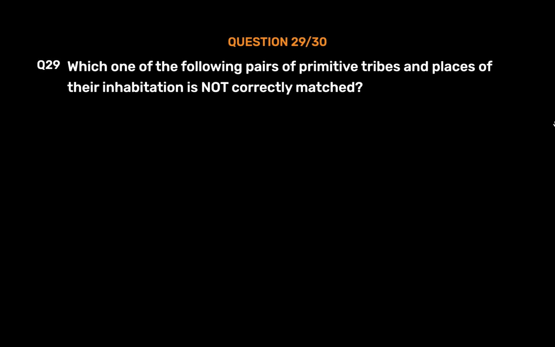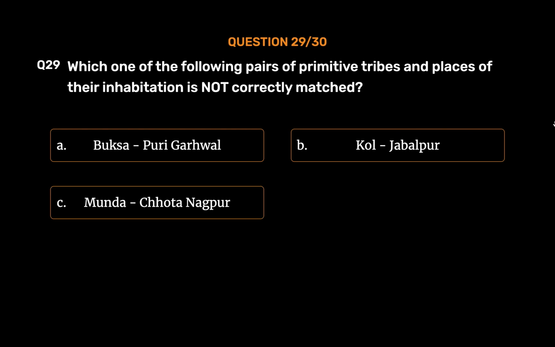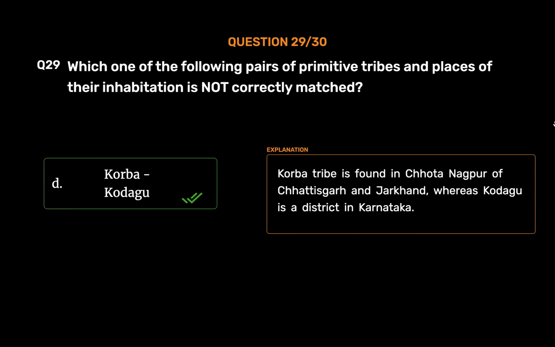Question number 29. Which one of the following pairs of primitive tribes and places of their inhabitation is not correctly matched? Option A. Buksa, Puri Garhwal. Option B. Kol, Jabalpur. Option C. Munda, Chota Nagpur. Option D. Korba, Kodagu. The correct answer is option D. Korba tribe is found in Chota Nagpur of Chhattisgarh and Jharkhand, whereas Kodagu is a district in Karnataka.